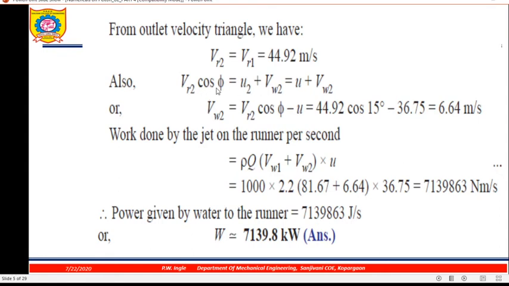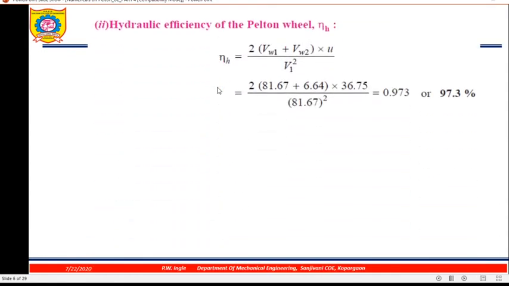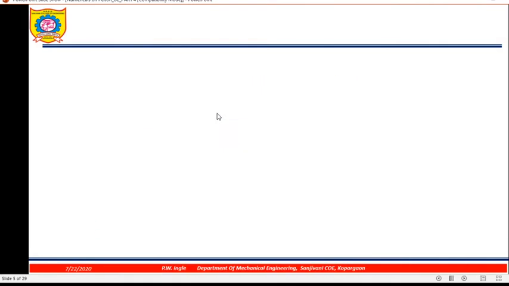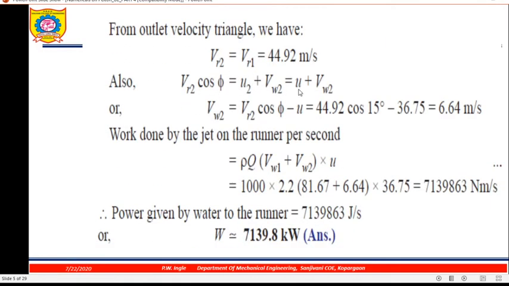Now again, what is cos phi? Yes, because the phi angle is given. So cos phi, you see in the velocity triangle, is adjacent upon hypotenuse. The adjacent is U2 plus Vw2 upon Vr2. Therefore, Vr2 cos phi equal to U2 plus Vw2, that is U plus Vw2. So you are getting Vw2, it is 6.64.